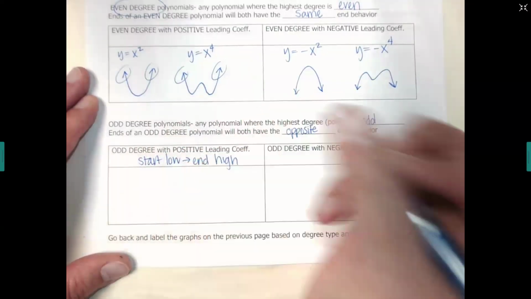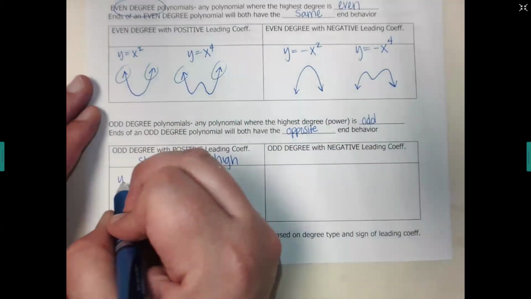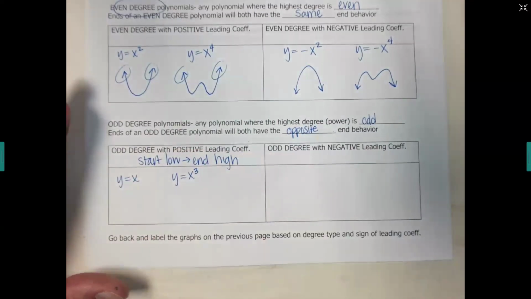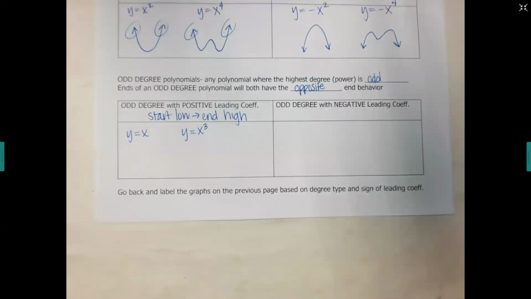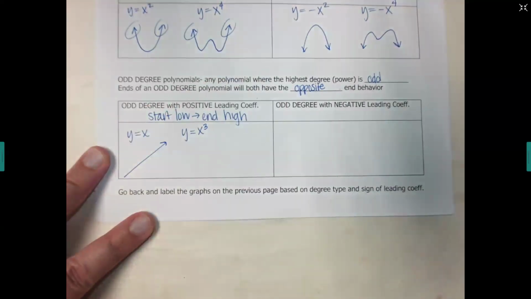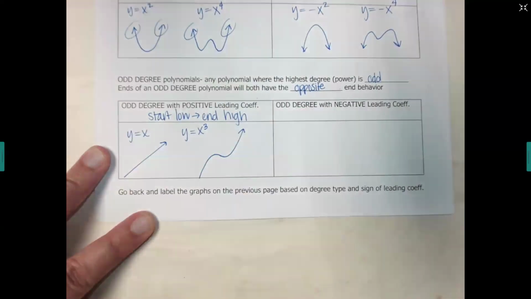So let's draw a couple examples of odd positive coefficients. We're going to do x and x to the 3. Now, x counts as odd because even though there's not a power written into it, what is the power? 1, and 1 counts as an odd. So that would be an uphill line. Versus x cubed is still uphill, but it's a squiggle. Notice that both of those start at the bottom and they end at the top.